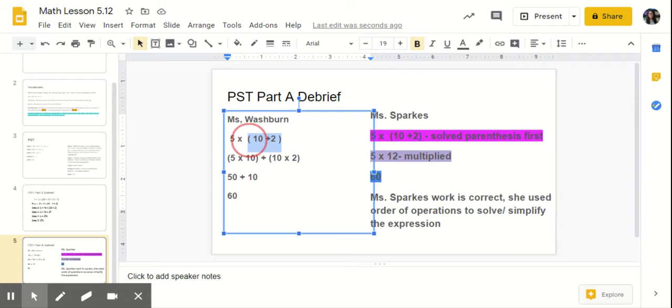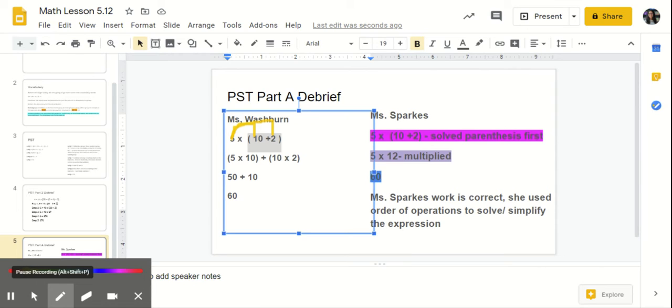So here we see that in our group, in the parentheses, we have 10 plus 2. So she distributed 5 to the 10 and to the 2. And that is how she got 5 times 10 plus 5 times 2. After Ms. Washburn did that, she multiplied each group, so she got 50 plus 10, and she added, so that got her 60.